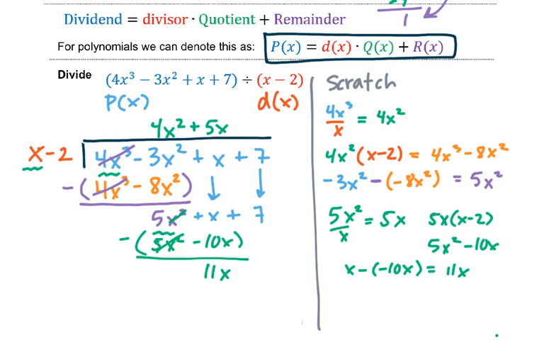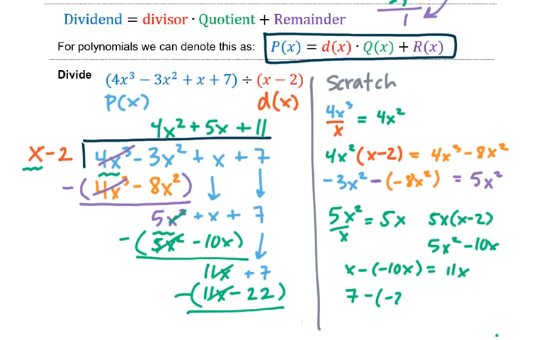How many times does x go into 11x? It goes in there 11 times. So 11 times x minus 2 gives me 11x minus 22. I didn't bring down my 7. So now we will subtract. The first terms cancel, and then I have 7 minus negative 22, which is positive 29.